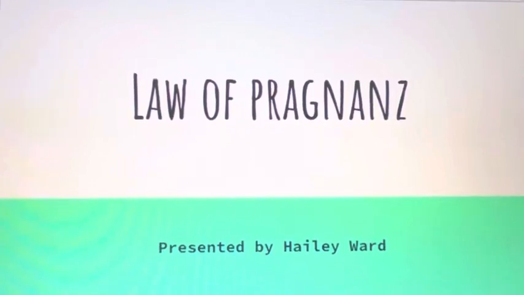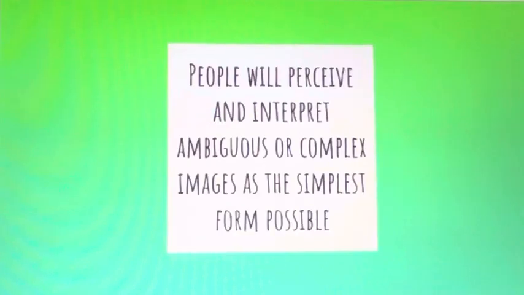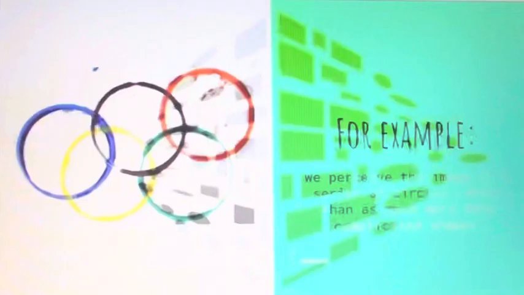Hi, I will be giving my presentation on the law of Pragnanz, just going over some examples and diving a little bit deeper into it. So a basic definition that I think is easy to understand is that people will perceive and interpret ambiguous or complex images as the simplest form possible. So, some examples of this.